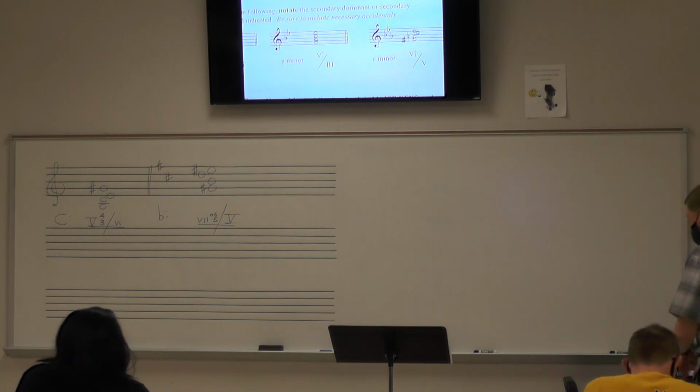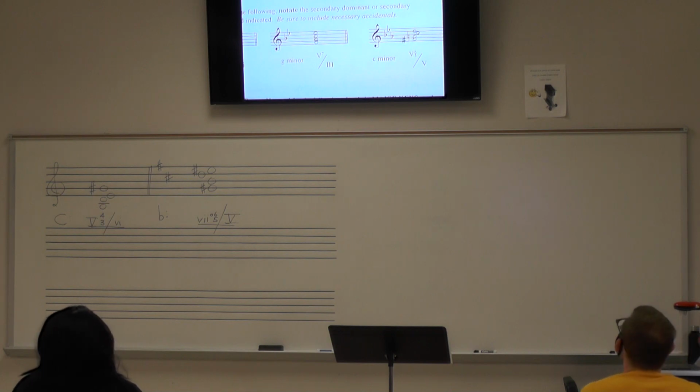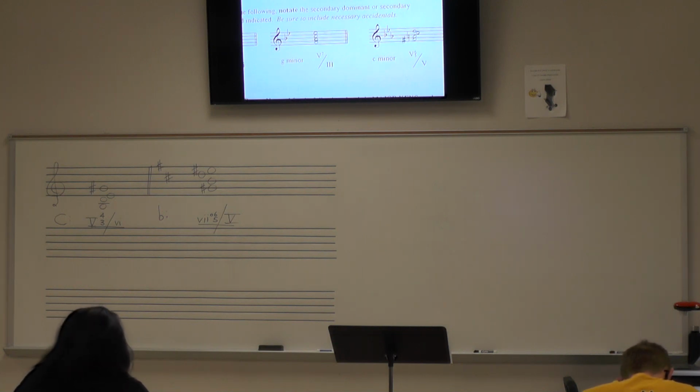How do you spell a dominant 7th on D? D, F sharp, A, C. Putting it in first inversion, notice I need 2 accidentals in this one. The sharp on the F, but I also need to naturalize the A, because otherwise it would be A flat, and that's not how you spell D, F sharp, A, C.